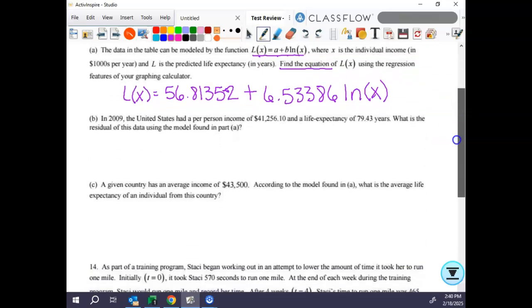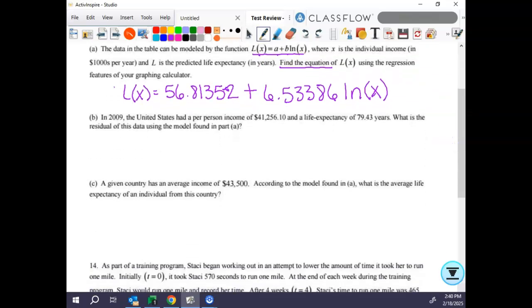All right, so then it says, in 2009, the United States had a per person income of $41,000 and a life expectancy of 79.43 years. What is the residual of this data using the model found in Part A? Okay, so remember residuals. Residual is equal to actual minus predicted.